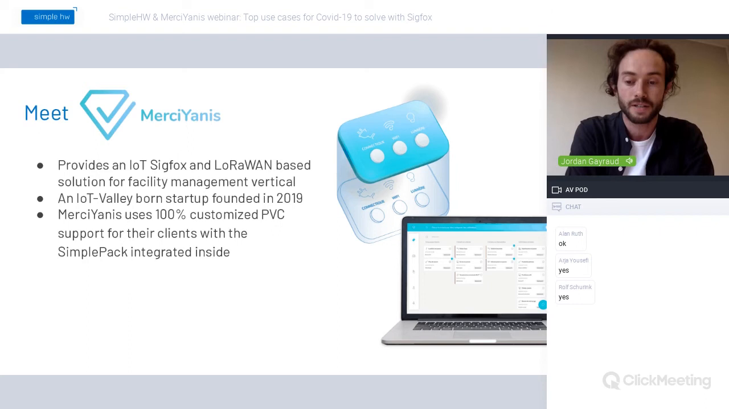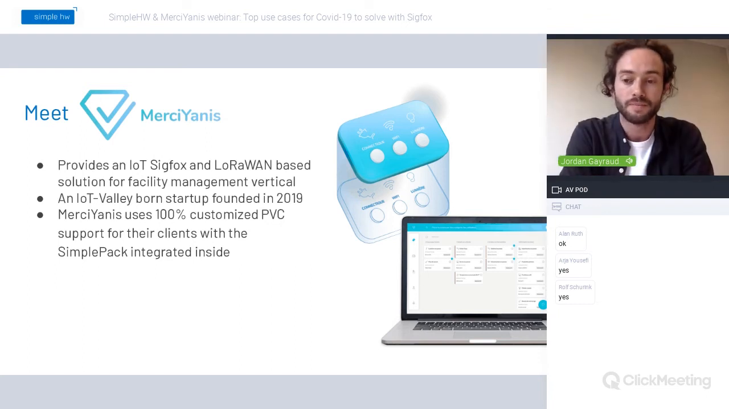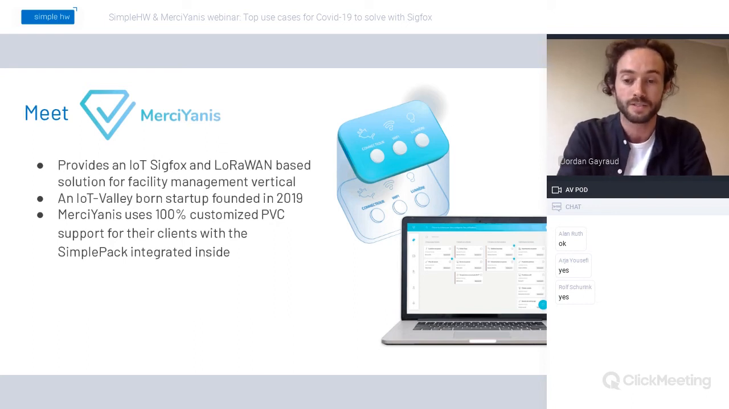We noticed that incidents in a professional environment generate material cost and dissatisfaction for everybody, and the existing tools are heavy and complex to use. So we designed MerciYanis for facility managers, in order to alert them as soon as an incident happens in their buildings. For that, we mostly use IoT solutions, like autonomous plug-and-play sensors, and also connected buttons like the SimplePack, to make the declaration of an incident easier for employees.